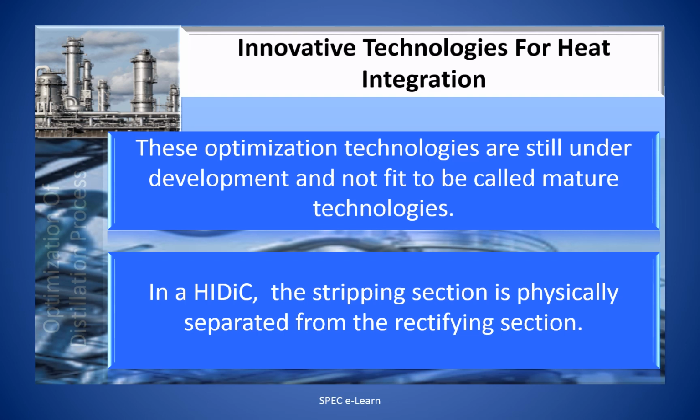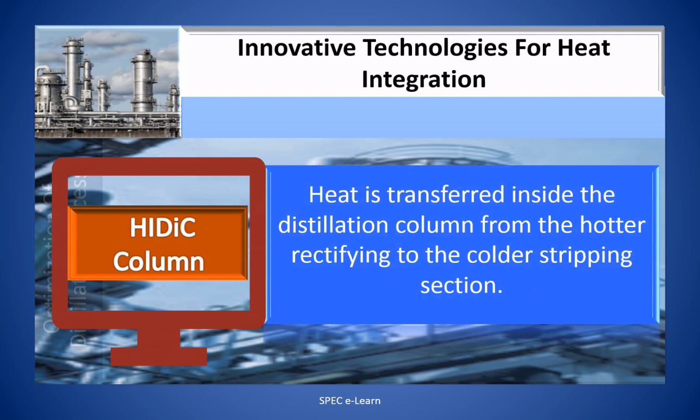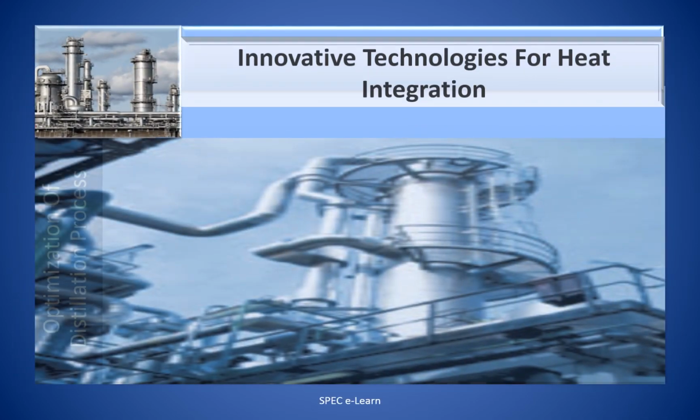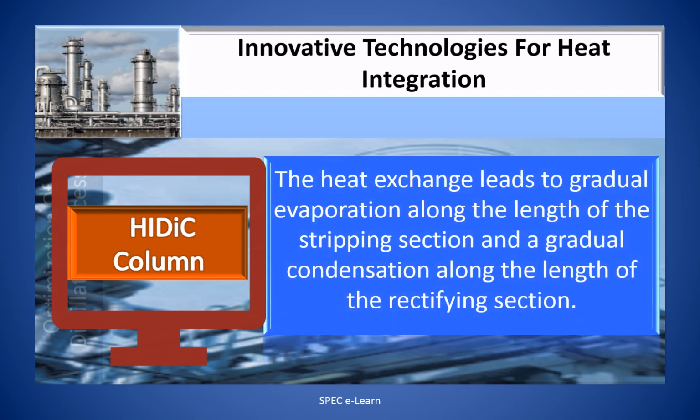In a HIDiC column, the stripping section is physically separated from the rectification section. Heat is transferred inside the distillation column from the hotter rectifying section to the colder stripping section. The heat exchange leads to gradual evaporation along the length of the stripping section and a gradual condensation along the length of the rectifying section.